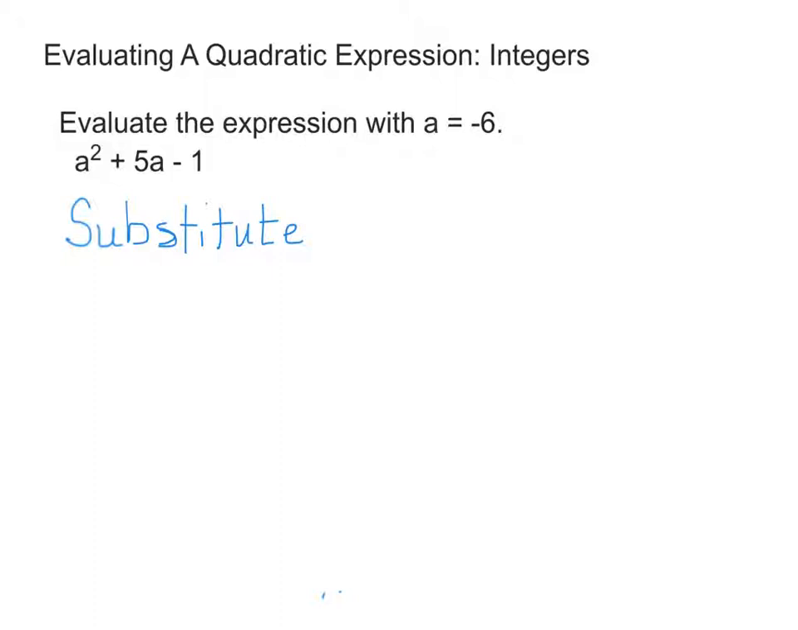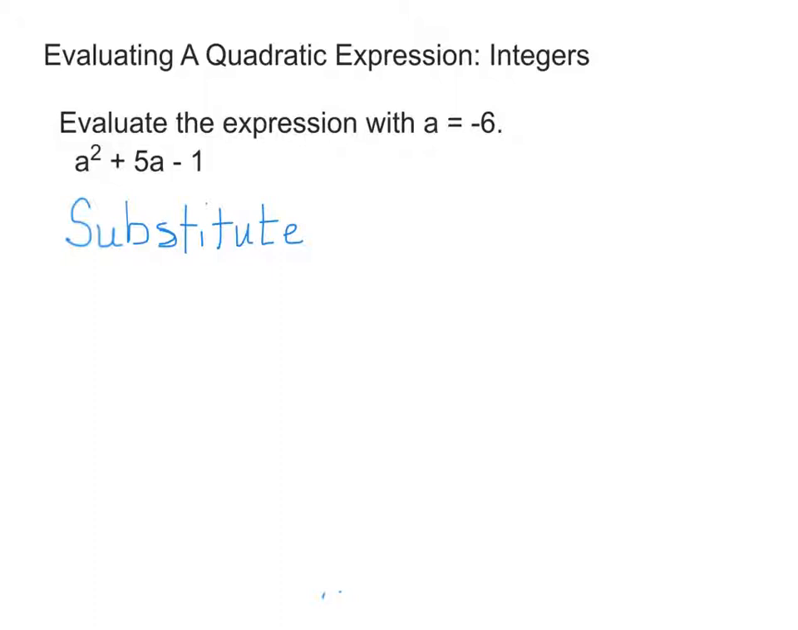Evaluating a quadratic expression, integers. Evaluate the expression with a equals negative 6. This is a quadratic expression because you can see that the a is raised to the second power. This is what makes it quadratic. The first thing you're going to do is substitute negative 6 in place of a. Be careful when doing this. Make sure you substitute the negative 6 and put parentheses around the negative 6.